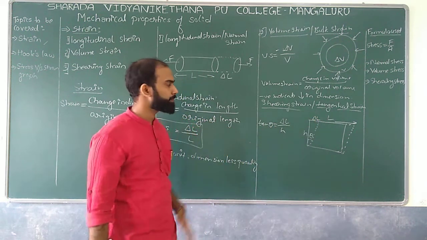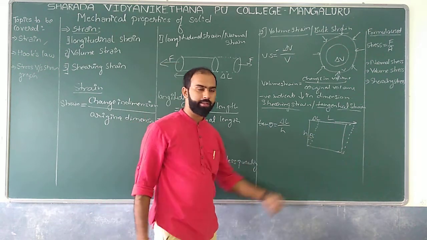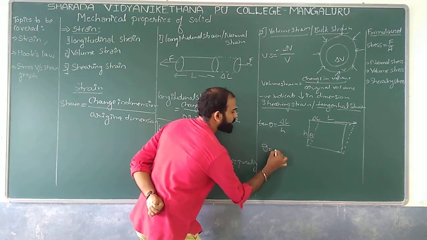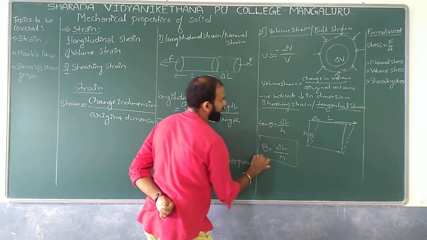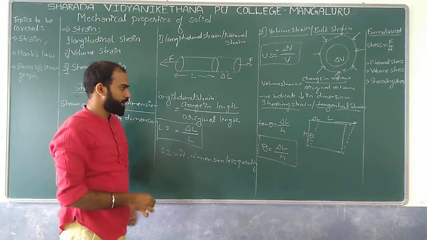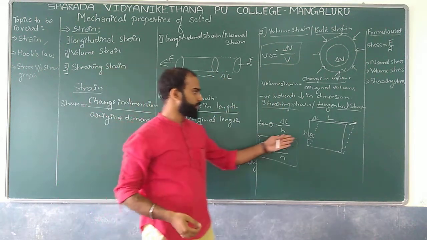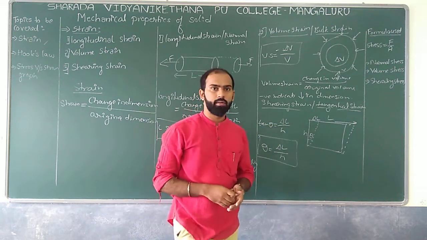Are you getting? Yeah. Since this angle is very small, I can have theta equal to delta L by h, and this is the formula I can have over here. Okay, and this is the volume strain, and this is the longitudinal strain. So this is the way of getting your tangential strain over here.